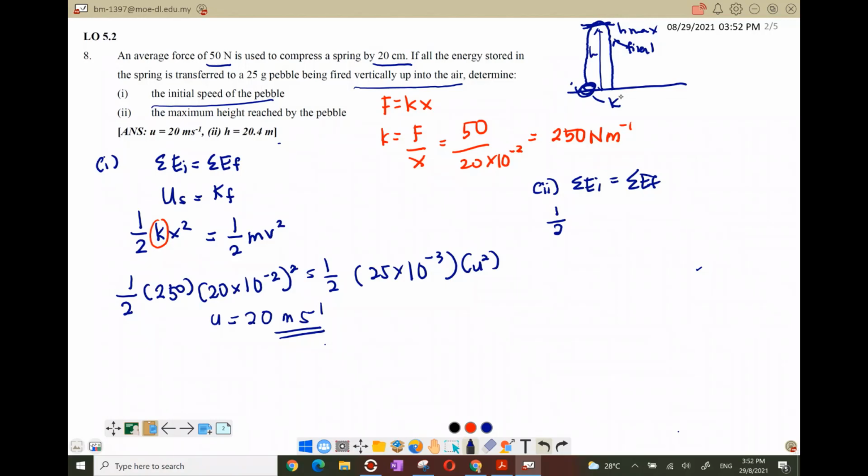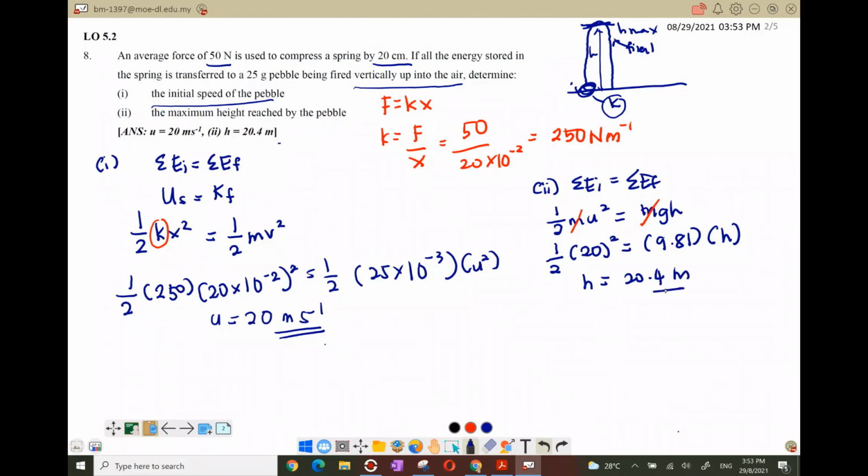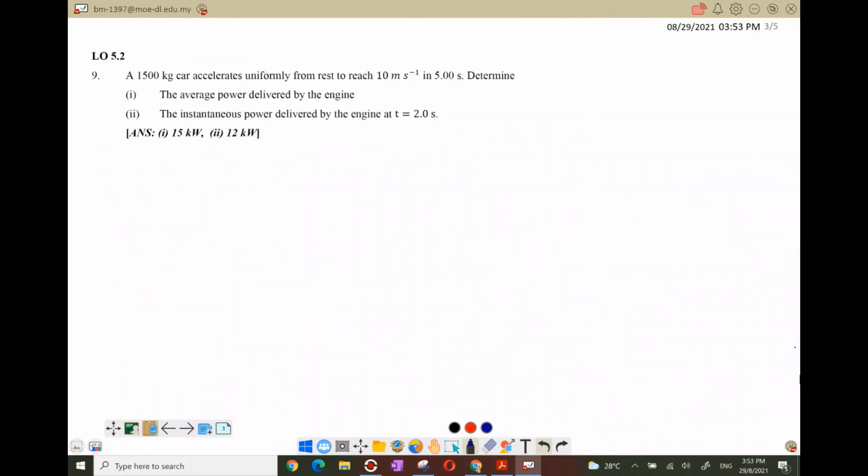So we substitute into the equation. E initial is because of the kinetic energy, which is half mu square because of the initial velocity. And then at the final point we have gravitational potential energy. The mass m can be cancelled out on the left and right. So we calculate u is 20 from the previous answer, then g is 9.81 and H is equals to 20.4 meter. Now let's look at question number 9.